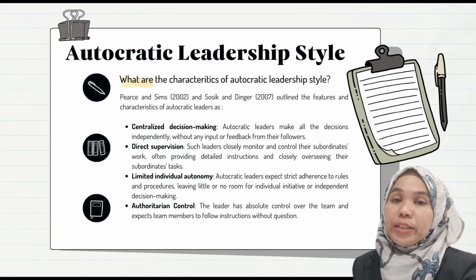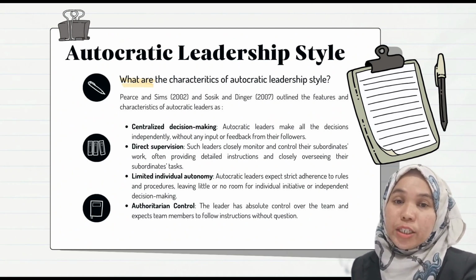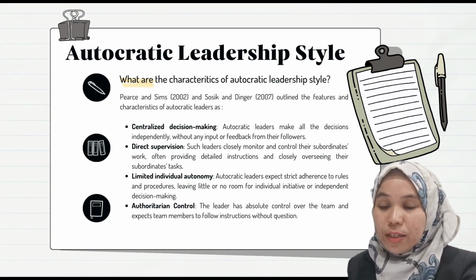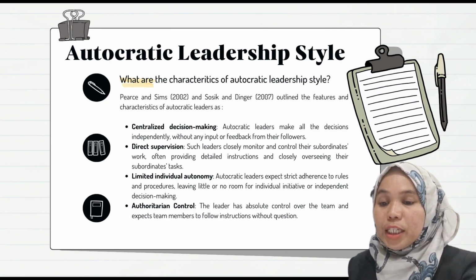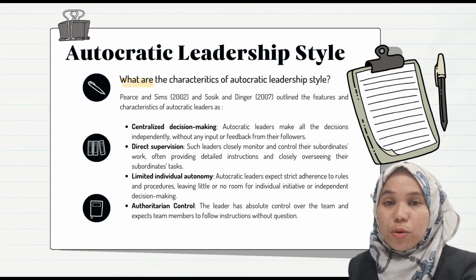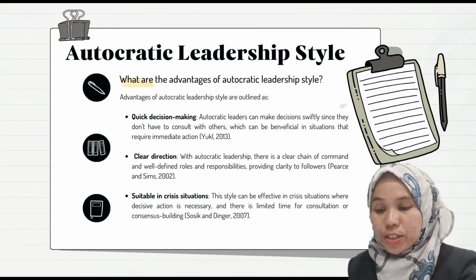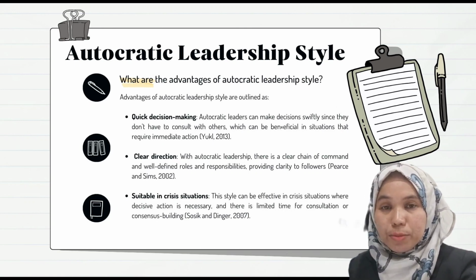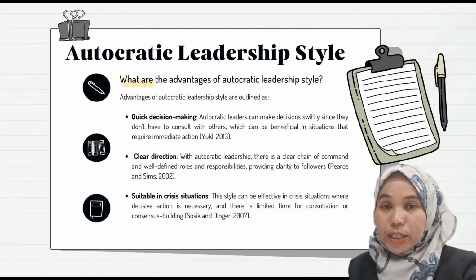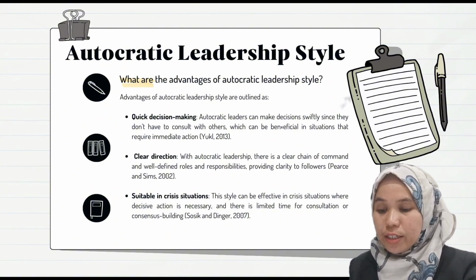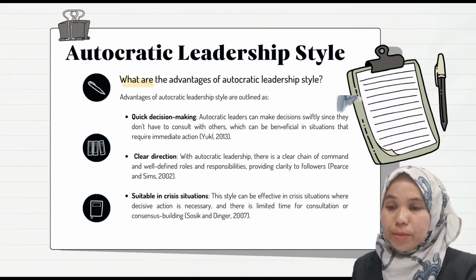What are the characteristics of the autocratic leadership style? First, centralized decision making. Second, direct supervision. Third, limited individual autonomy. And the last one is authoritarian control. What are the advantages of autocratic leadership style? First, quick decision making. Second, clear direction. And third, suitable in crisis situations.